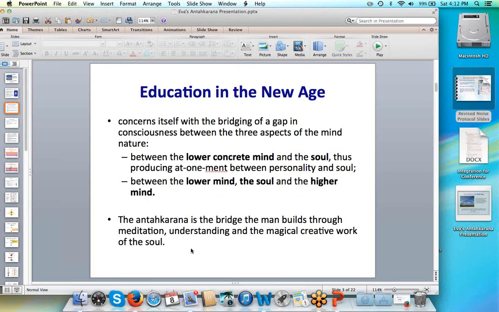So we're told that the Antahkarana is the bridge that the man builds. And how do we build that? Through meditation, through understanding, and the magical creative work of the soul. Yes, the work of the soul is magic. It doesn't just happen on its own. For the longest time, we've been building the very, very basics on our own. The rest has to be created consciously.